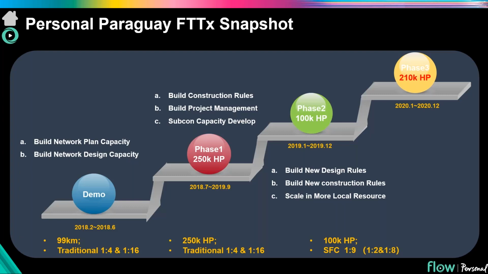First, let me show you the snapshot of Personal FTTx business development. At the beginning of 2018, Personal began to build network planning and design capacity of full fiber infrastructure network. And in the middle of the year, Personal started to build network construction rules and started to develop capacity of subcontractors.